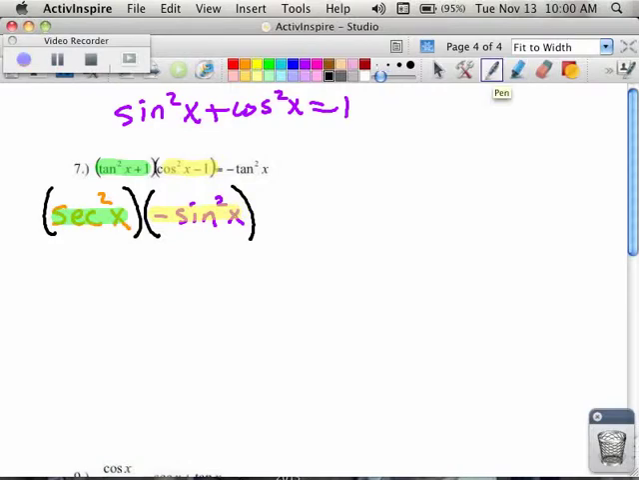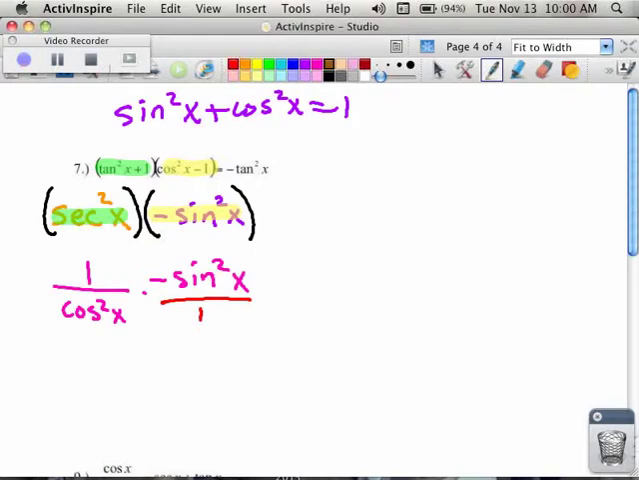Now knowing that, what I see is that the secant squared can be written in a different way. I could rewrite that as the same thing as 1 over cosine squared, because they're reciprocal functions. And then negative sine squared, I'm going to write down as negative sine squared. I don't usually write it down, but I know that that's really over 1.